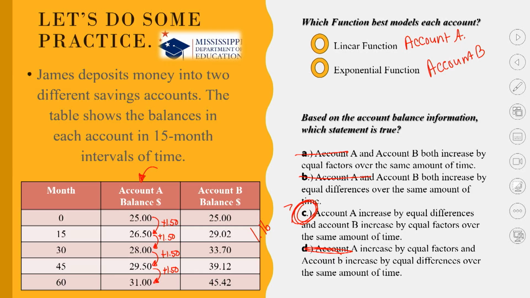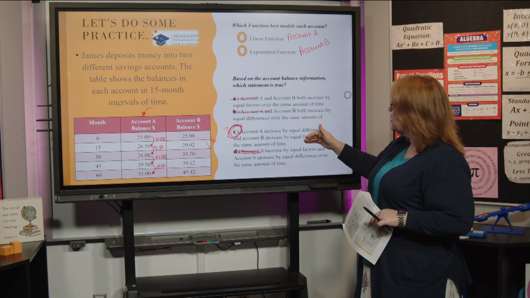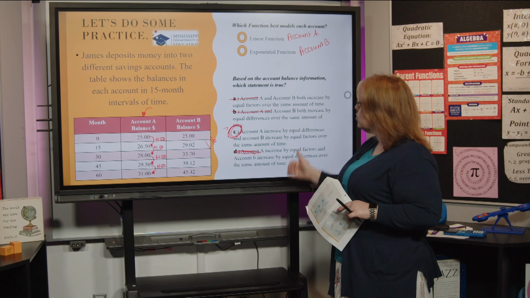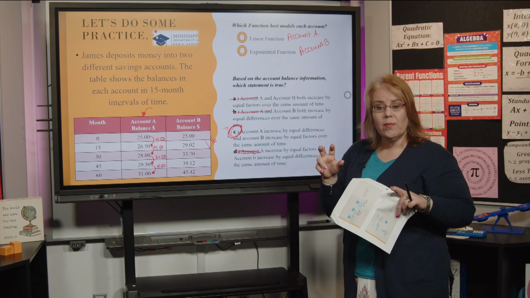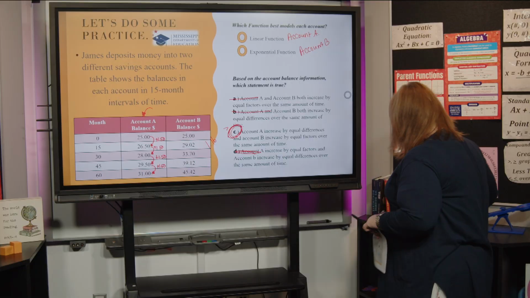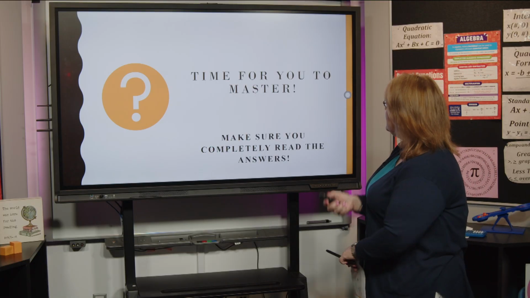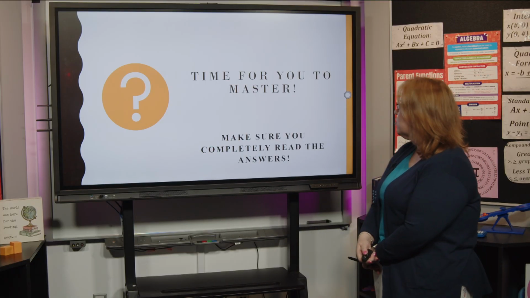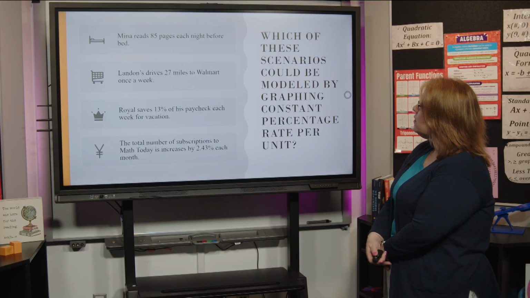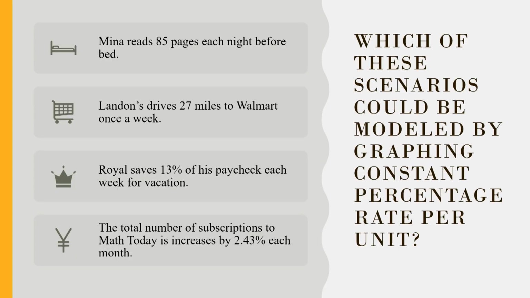See how we went through them and looked at each individual to see if it was true or if it was false. That's how we can truly get through these type of word problems, if we're annotating and we're analyzing. All right, so this is time for you to master. Make sure you completely read the answers just like we did. All right, which of these scenarios could be modeled by graphing constant percentage rate per unit?